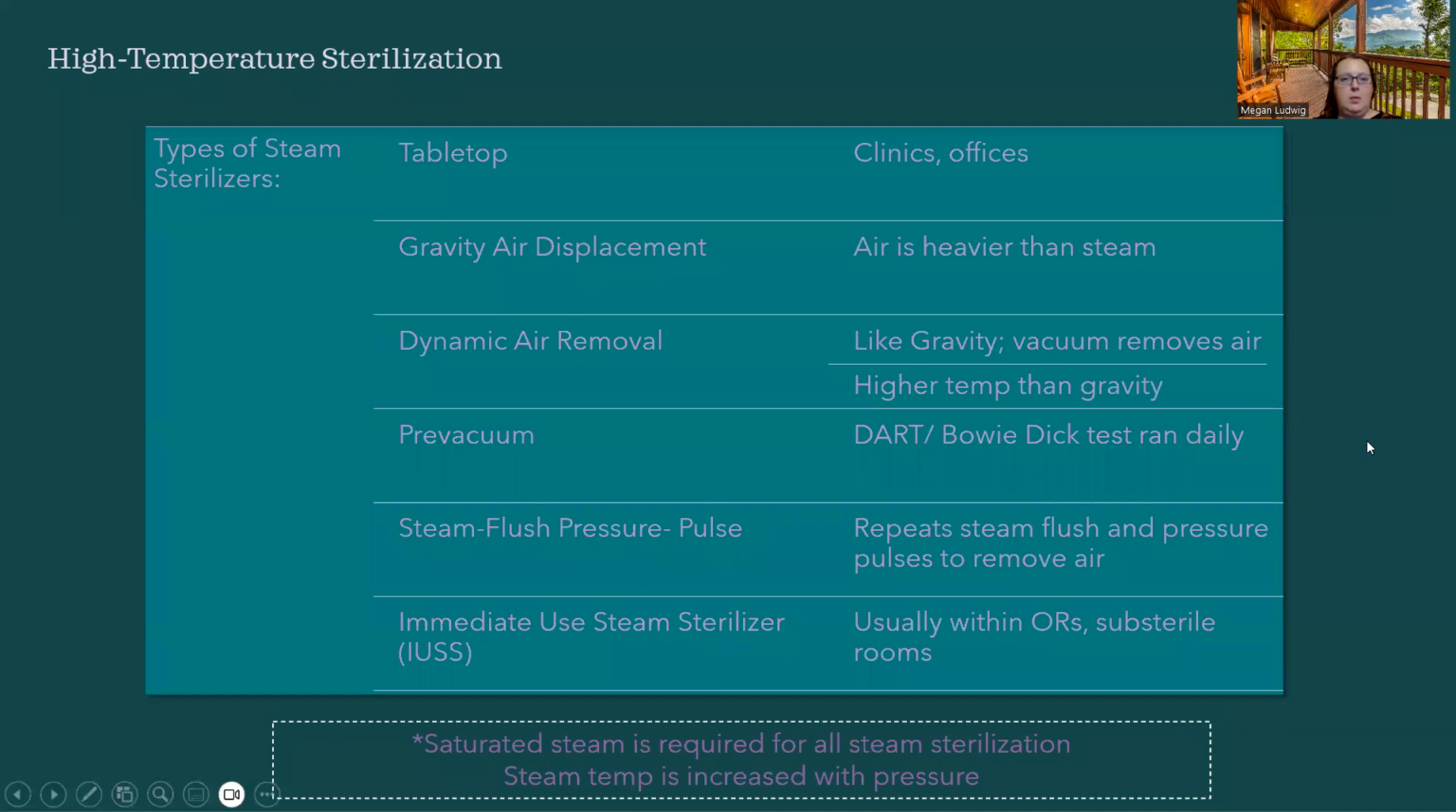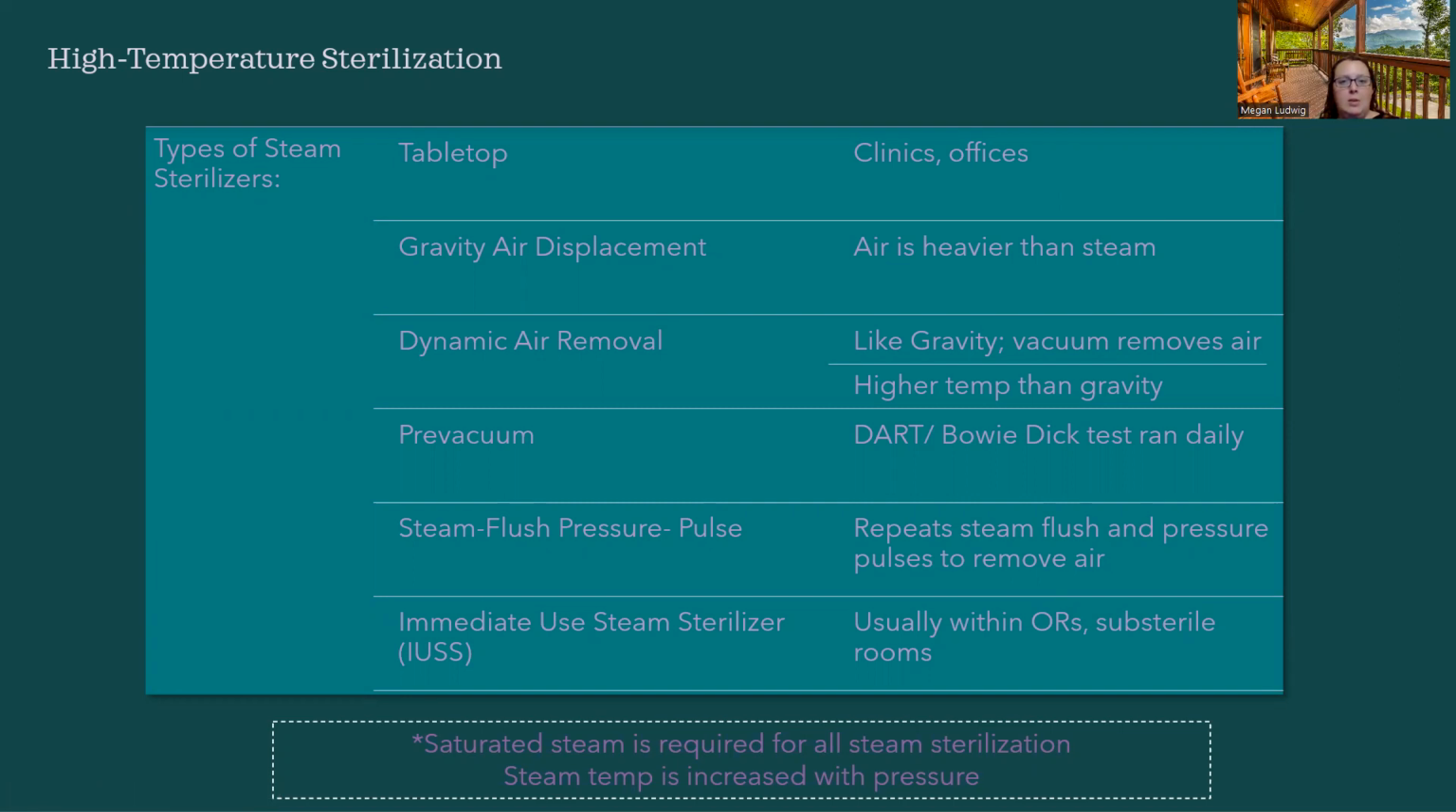So, different types of steam sterilizers. We already talked about the IUSS, but look at all these others, okay? There's your good old-fashioned tabletop. It's usually smaller because this one's going to be for clinics, offices, maybe even tattoo shops would have something like this to sterilize their equipment.